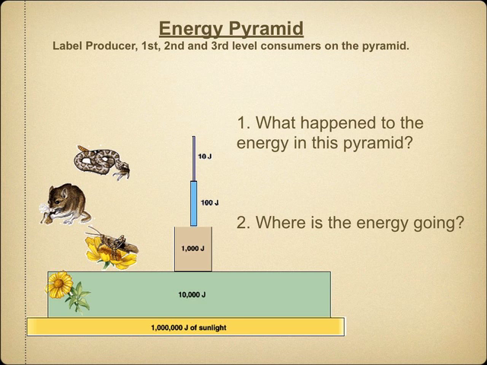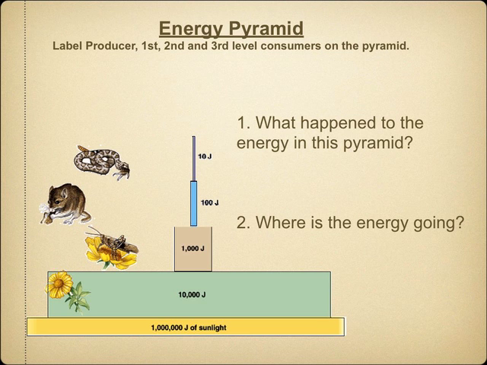You still use energy just to stay alive, even if you're a sloth. The mere existence uses energy. Number 2, where is the energy? It's being used by the organisms. So the energy decreases is number 1, and where is it going? It's being used to keep the organisms alive.